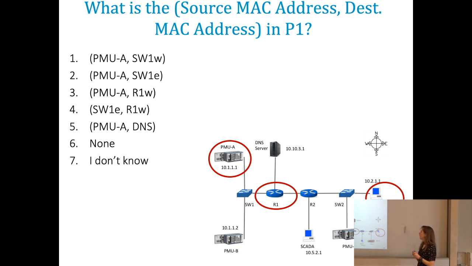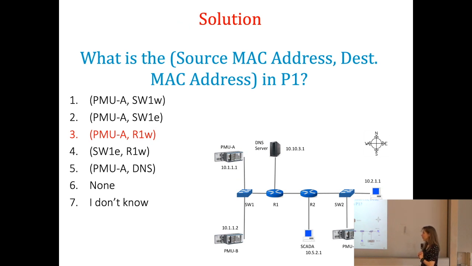You see? So this is why the third answer is the correct answer, because the source of the incoming message is PMU-A. PMU-A had this measurement and is trying to send it, and it will have to go through the router. And so the destination MAC address is that of the router. Okay?